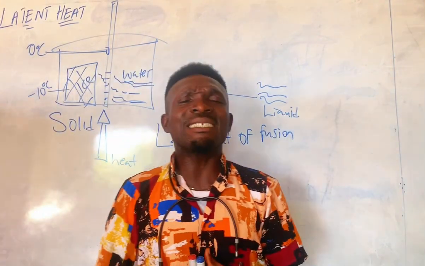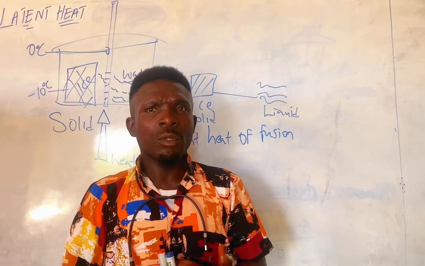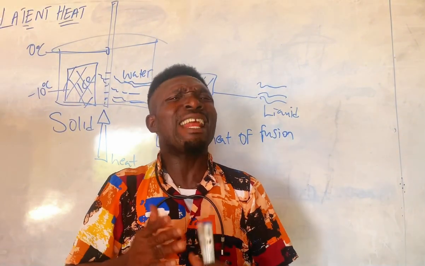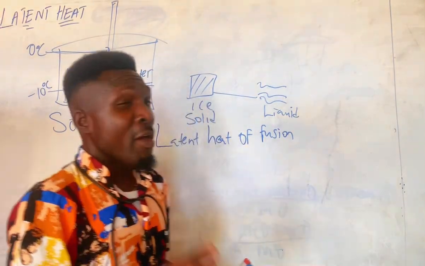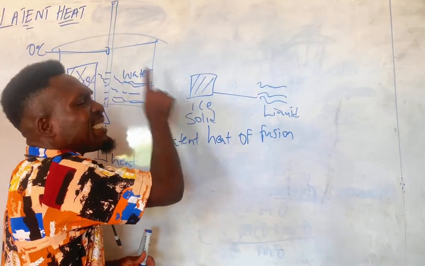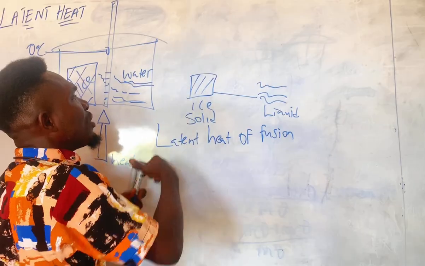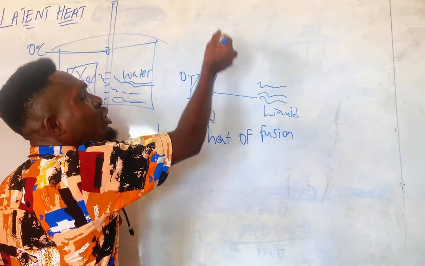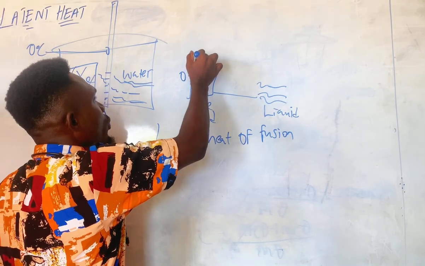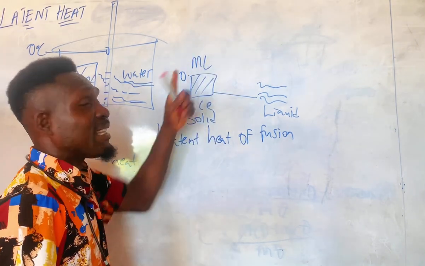Now, how do we calculate latent heat of fusion? Before we move, let us understand what we call latent heat of vaporization. Remember, when you are heating your ice, it gets to 0 degrees Celsius. At this state, only change of state will take place from solid to liquid. We use ml. I will explain that later.